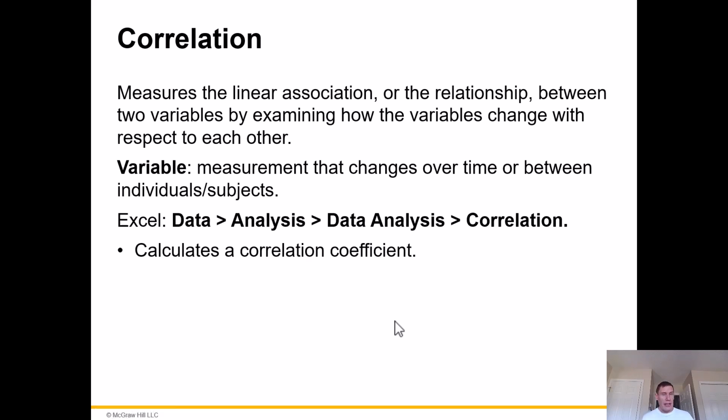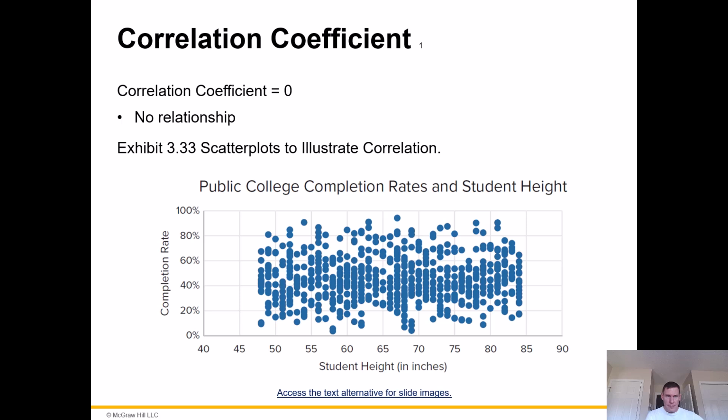You may have heard the term correlation. This measures the linear association, or the relationship, between two variables by examining how the variables change with respect to each other. The variable is simply the measurement that changes over time, or you could say varies between individuals and subjects. Again, there is a way that you can do that in Excel if you wish to calculate, for example, a correlation coefficient.